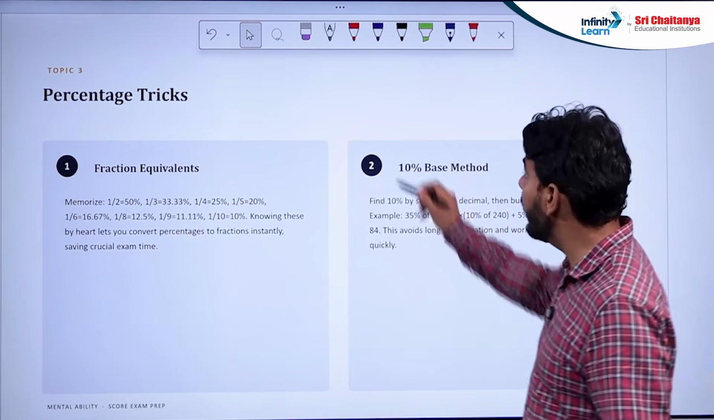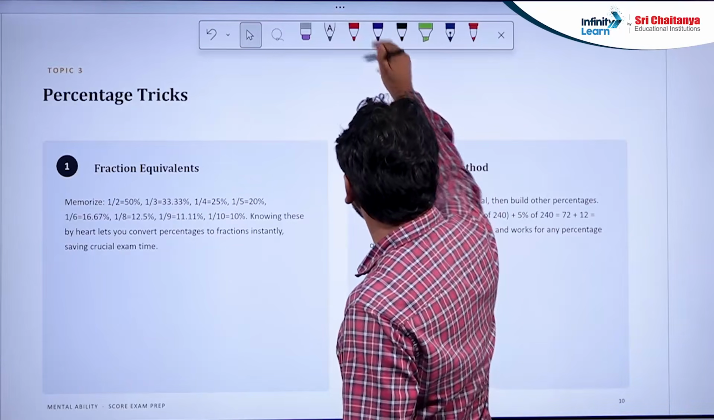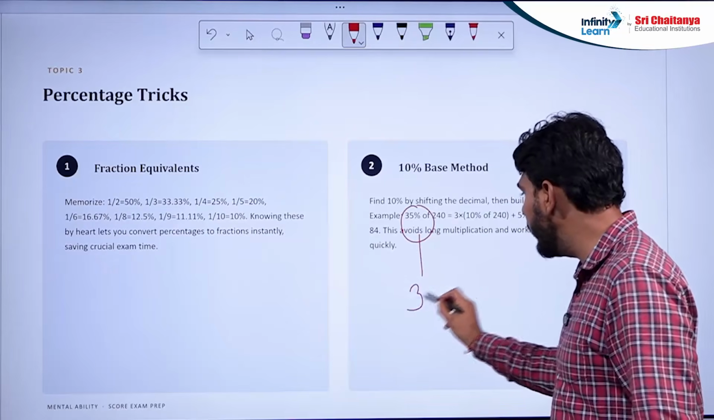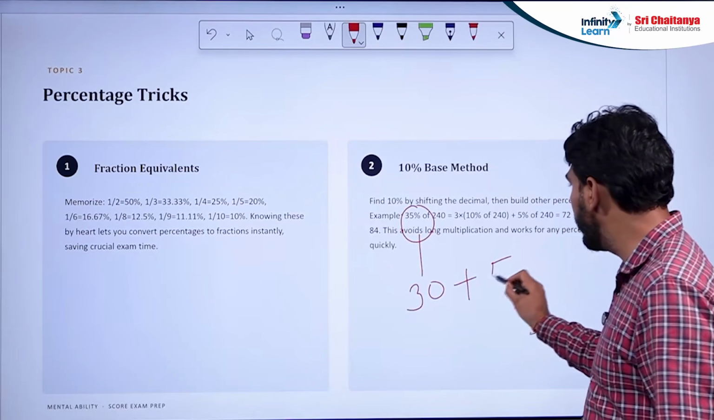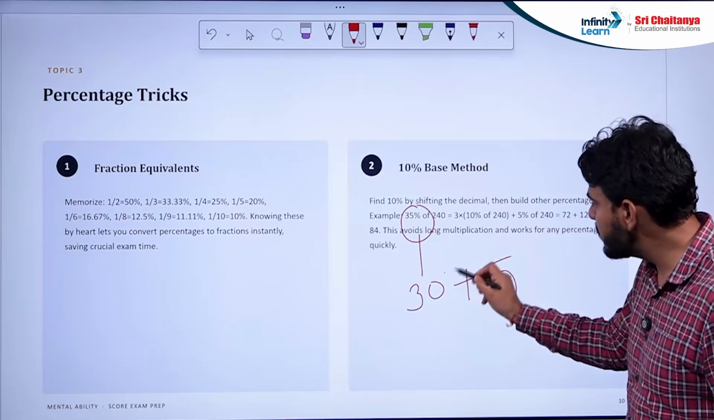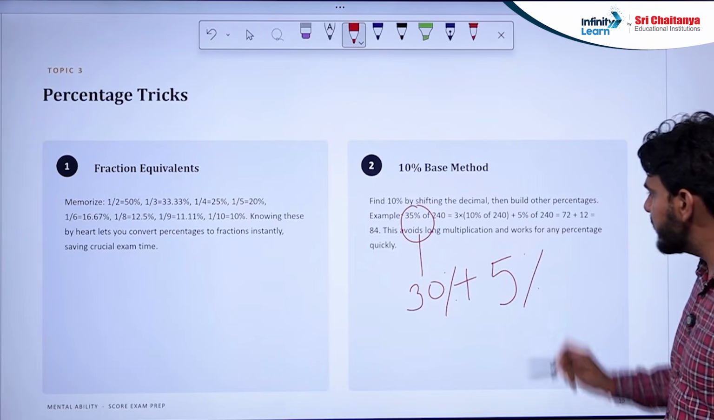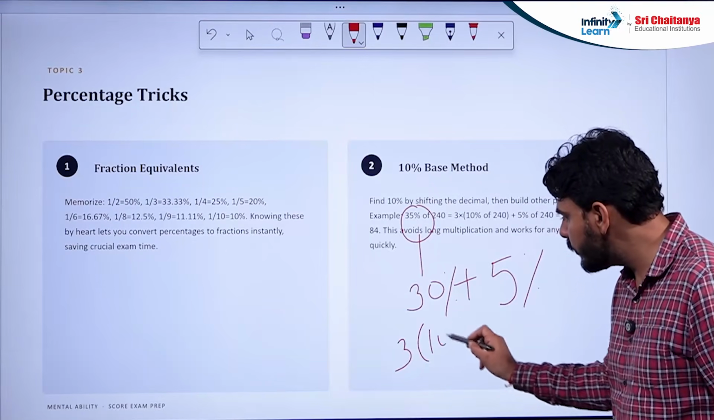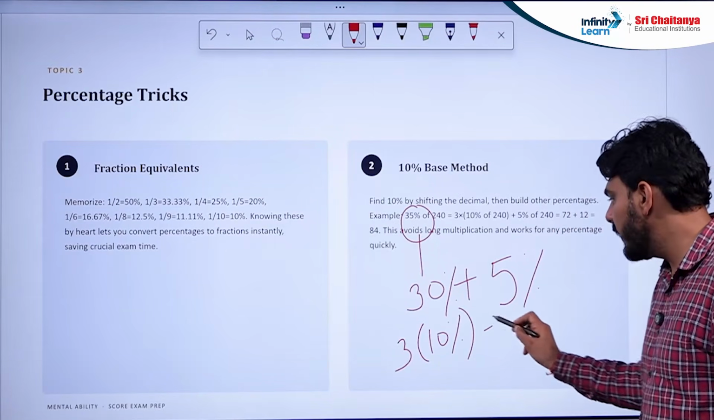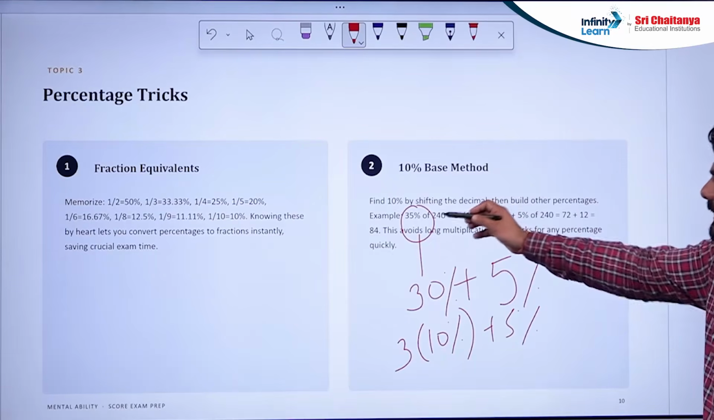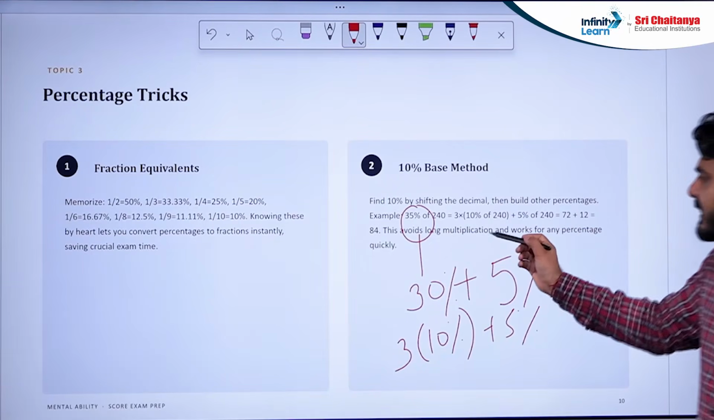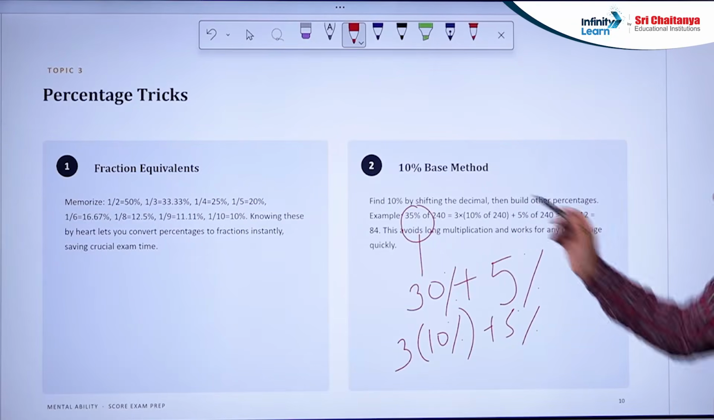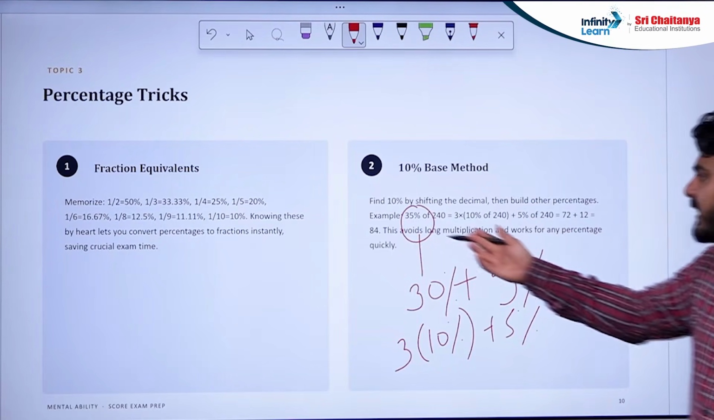You can divide this 35 into two parts, that is 30 plus 5. This 30 becomes 30%, and this 5 becomes 5%. And 30% you can write as 3 into 10%. So he has done only this in the shortcut: 3 multiplied by 10% of 240, plus 5% of 240. Then he has done the calculation part and he is getting the answer of 84.